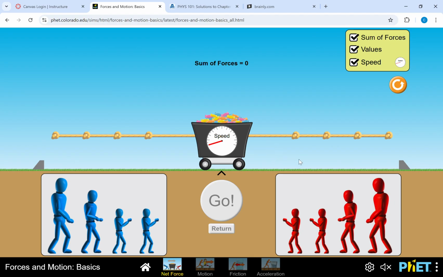Newton's first law states that an object's motion cannot change unless an unbalanced force is acting on it. Newton's second law states that the sum of forces acted on an object is equal to its mass times acceleration. This simulation measures the sum of forces and shows an increase or decrease in speed.